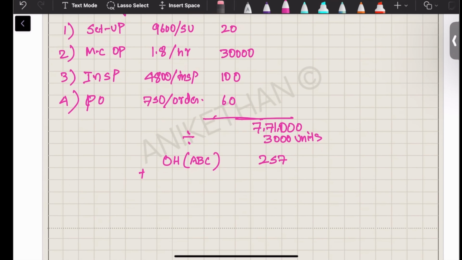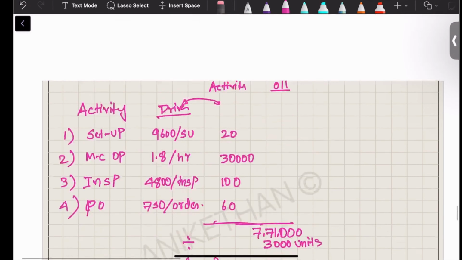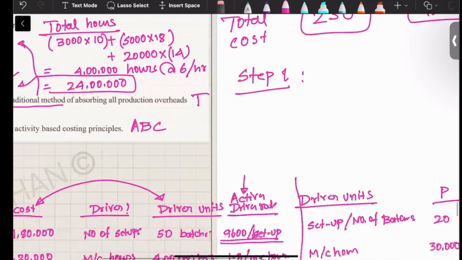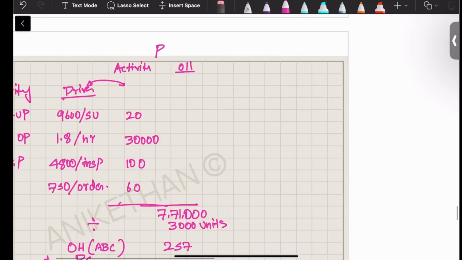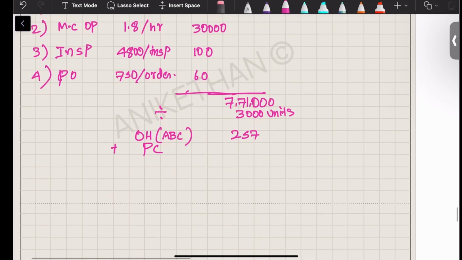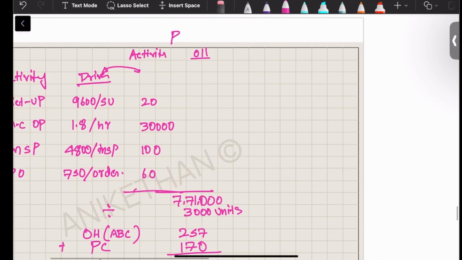Similarly, we carry out the same operation for Q and R. Add the prime cost. When you add the prime cost, you will get the total cost per unit under ABC. Similarly, we calculate for others based on the same.